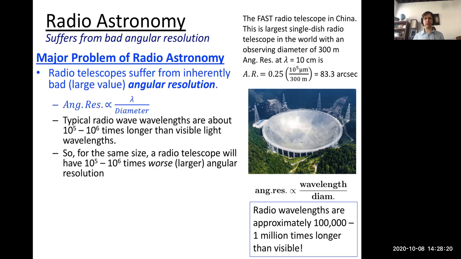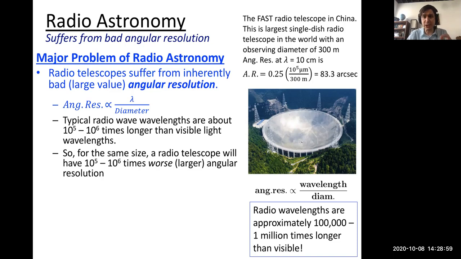Well, that's weird. Those weren't supposed to come in that order. But why is that? Why do we have this major problem in radio astronomy that radio telescopes suffer from inherently bad, very large values of angular resolution? Remember, a large value of angular resolution means two things can be separated by an enormous angular distance, and they'll still get blurred together into a single blob. So we want angular resolution to be a very, very small number. That's good angular resolution. And if we just look at how we figure out angular resolution, we can see this problem with radio wave astronomy very, very quickly.